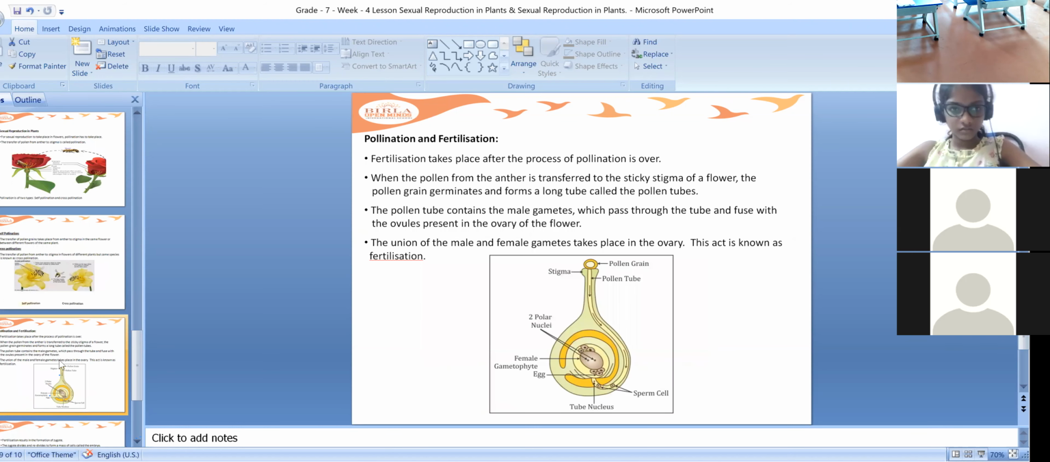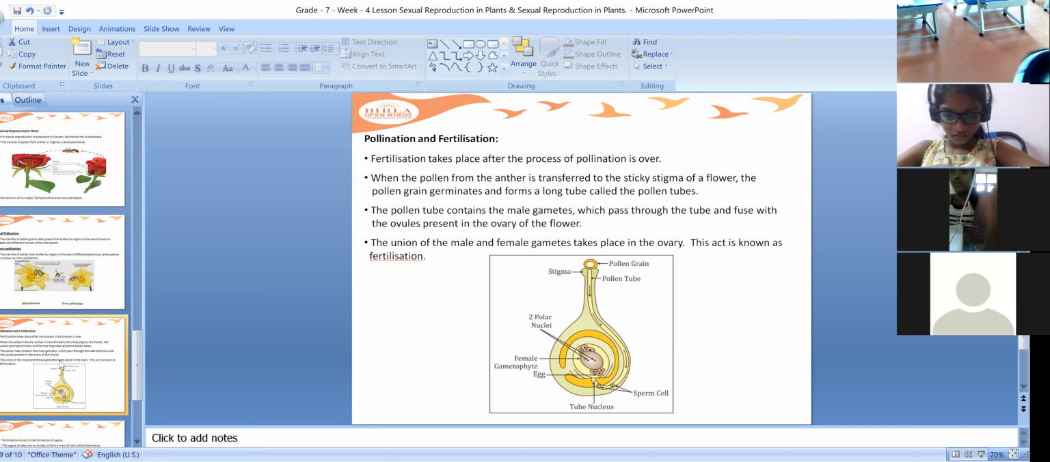Now coming to pollination and fertilization. Now coming to the main process of how fertilization takes place, how it happens. Till now we have seen that the pollen will be carried by bees, and it will fall into the tube. The tube is called the stigma. Through this tube, the pollen grain falls and comes inside. You can see this in this picture.